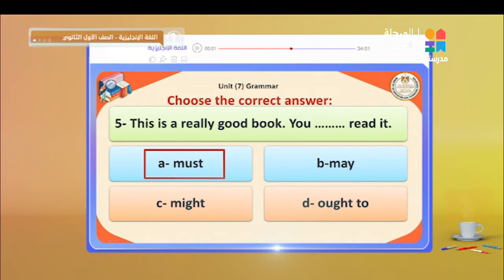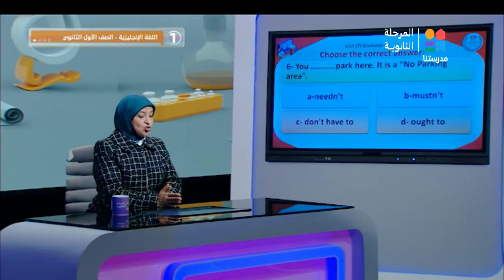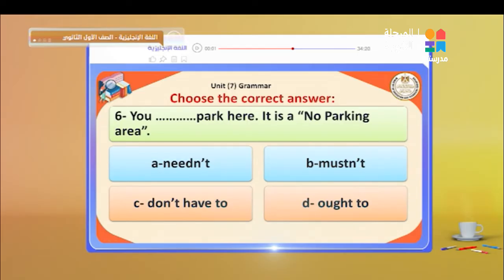So again, we use must when we recommend something for someone. So must is not only for necessity. Remember, I will repeat again. Must for necessity, for recommendation, for warm invitation, for rules and laws. Okay? Question number 6. You park here. It's no parking area. The word no parking means that it's not allowed, it's forbidden to park your car here.